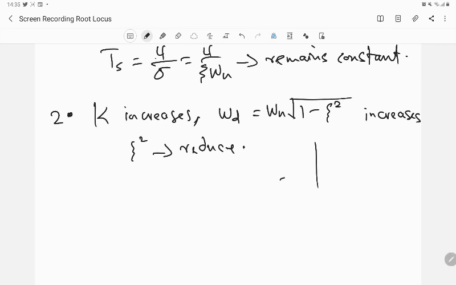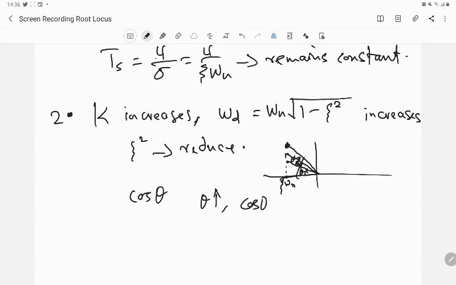Yes. Let's prove it from the angle perspective. Let's take 3 points: one is this, one is that, one is that. You can easily see theta 1, theta 2, theta 3. As k increases, the angle is going to increase because the imaginary part is increasing, and if the angle theta increases, then cos theta will reduce, and that implies that your zeta will reduce.